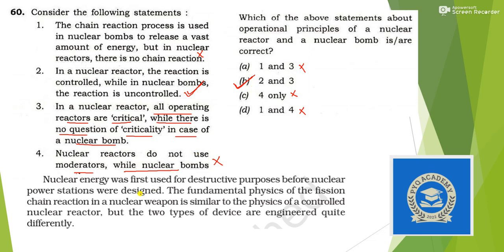Here, in the chapter Sources of Energy of class 10, there is a paragraph given about nuclear energy. You can see here, the fundamental physics of the fission chain reaction in a nuclear weapon is similar to the physics of a controlled nuclear reactor, but the two types of devices are engineered quite differently. That means in a reactor the reaction is controlled, while in a nuclear weapon the reaction is uncontrolled. So we get our answer, option B.